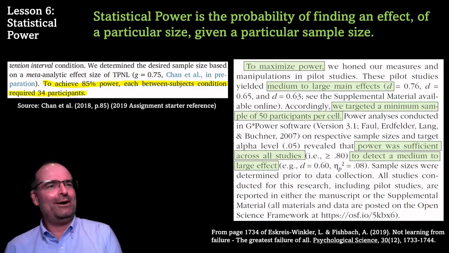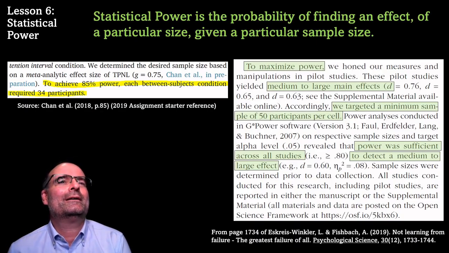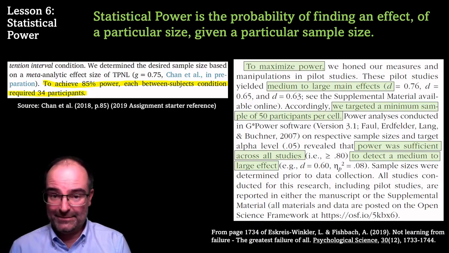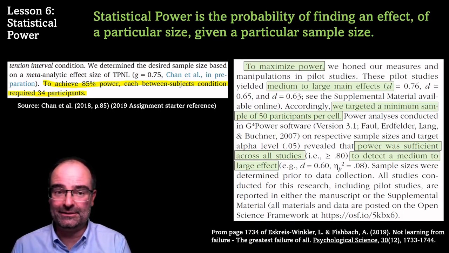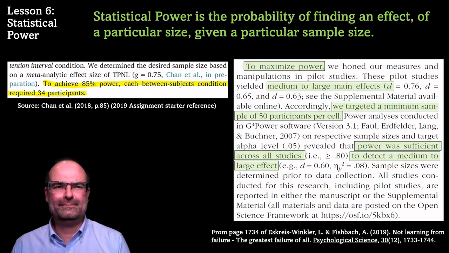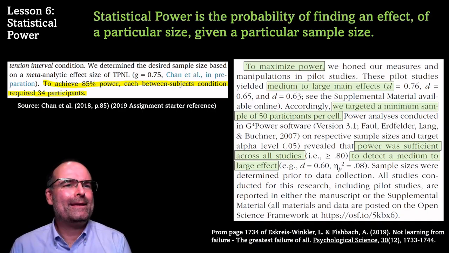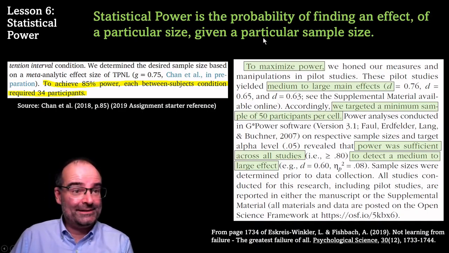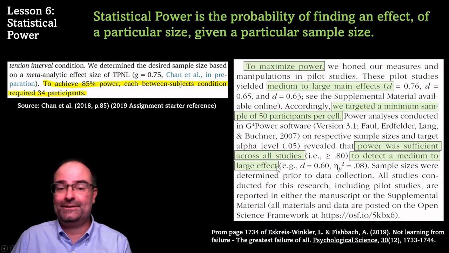To maximize power, this one on the right is from S. Gray Winkler. To maximize power, medium to large effects, they've mentioned the effect size, we targeted a minimum sample of 50 participants per cell. This is in the method section, talking about the sample. This is not in the results section. Another analysis, this is based on a sample size, so they're getting their sample size from prior research. This revealed that power was sufficient across all studies to detect a medium to large effect.